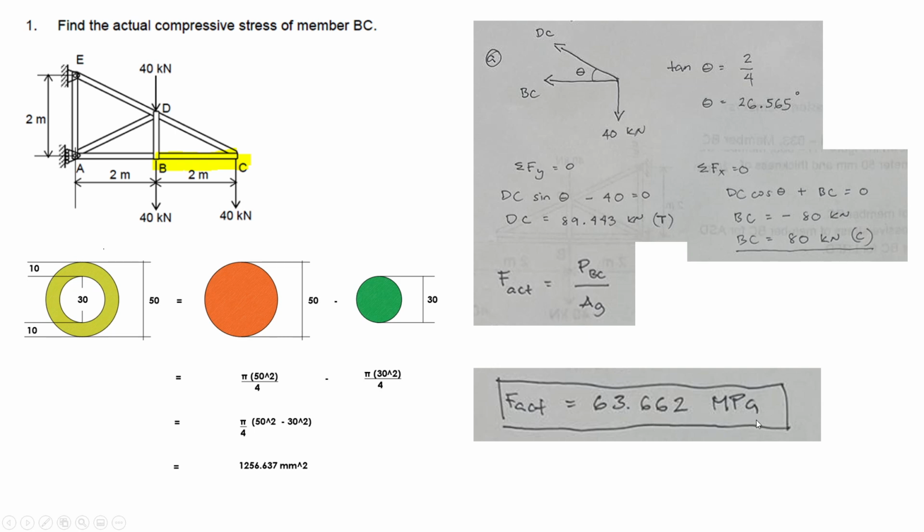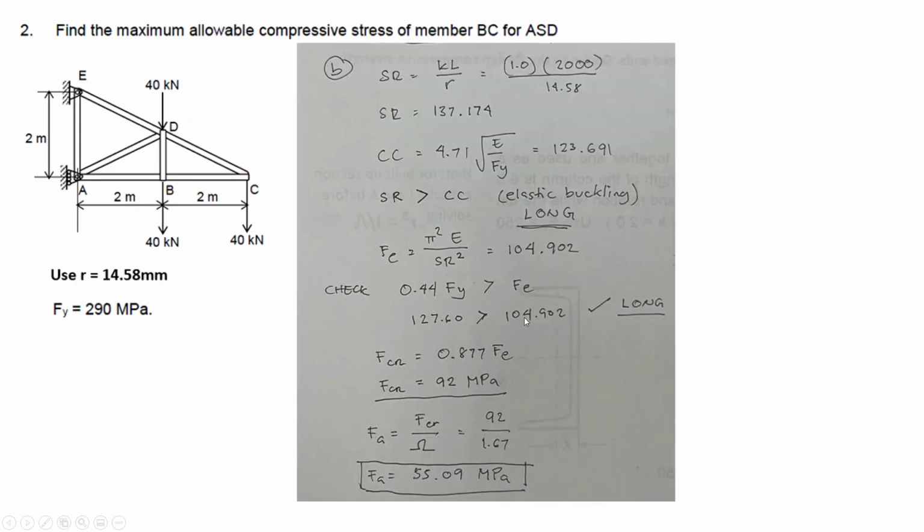MPa is Newton per millimeter squared. 80,000 is what you use here. Okay? So that's it for question number 1. Now, let's go for question number 2, which is, let's find the allowable compressive stress of member BC.